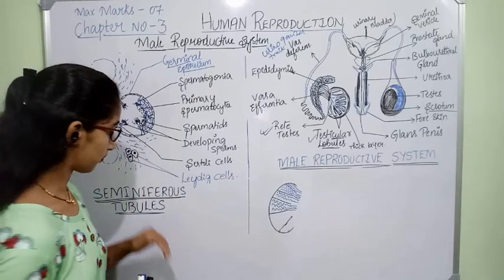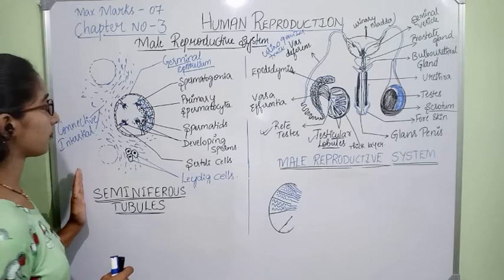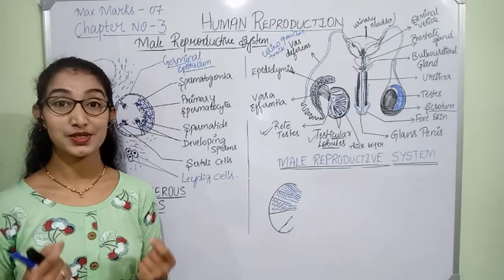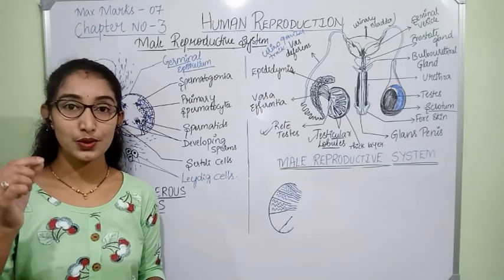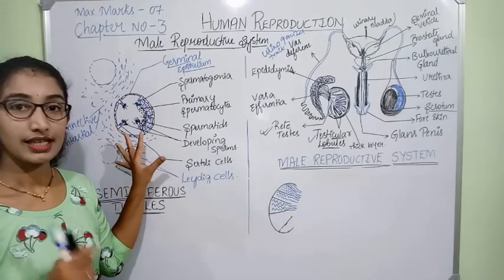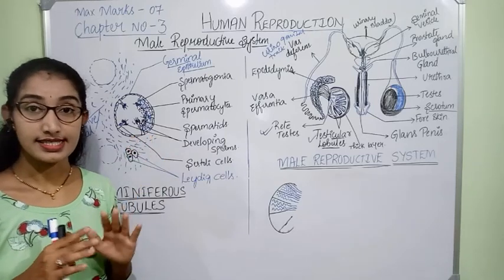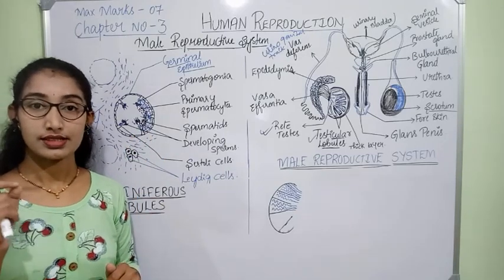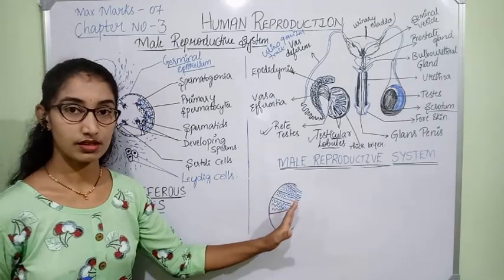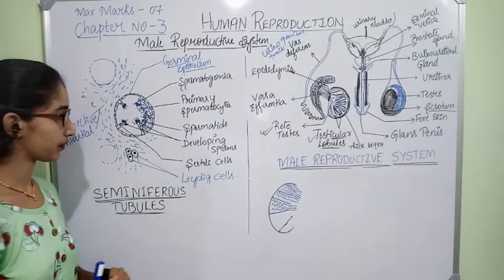When we observe the sectional diagrammatic view of the seminiferous tubule, the word itself is telling us it's a tubule. That means it is a tube in nature. And when we observe the seminiferous tubules in a section, they are scattered. 2 to 3 seminiferous tubules are scattered in a single lobule. So we have taken the section here.